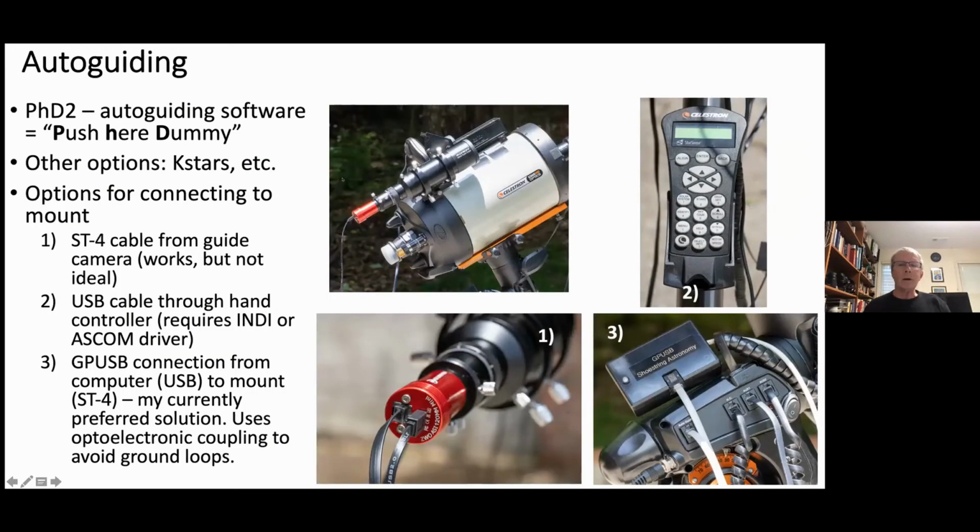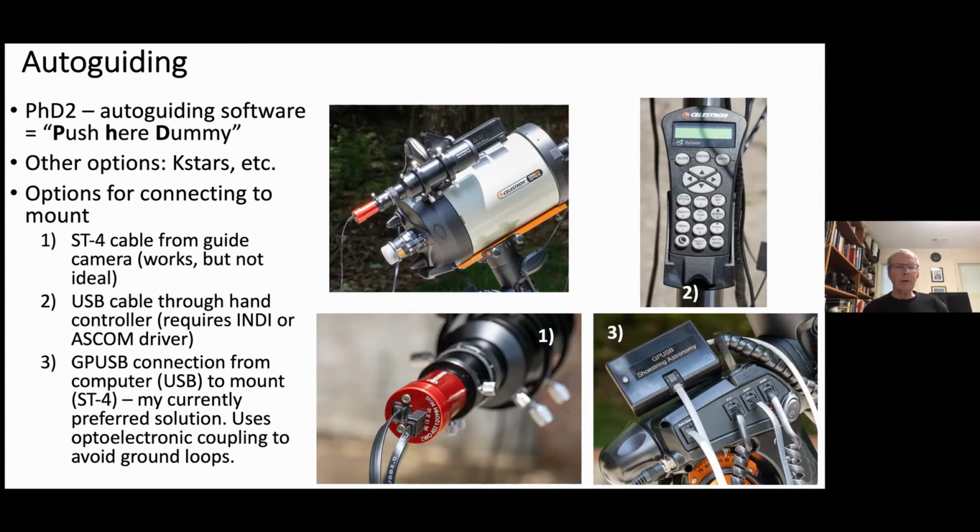The thing I've started doing recently is auto guiding, and so I use this auto guiding scope here with a smaller camera, and I use the PHD2 software, which stands for Push Here Dummy. It's meant to be kind of simple to get started with. It has lots of controls, but you can get started doing things with it. There are some other options that I've experimented with, for example, one called KStars, but so far I haven't had too much luck with it. It's a little more complicated to use.